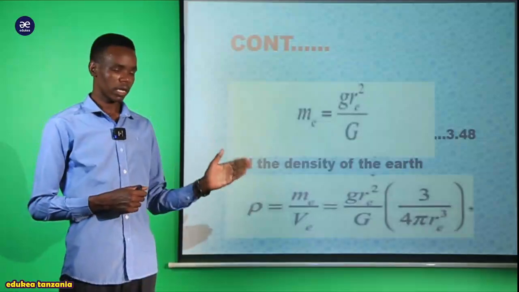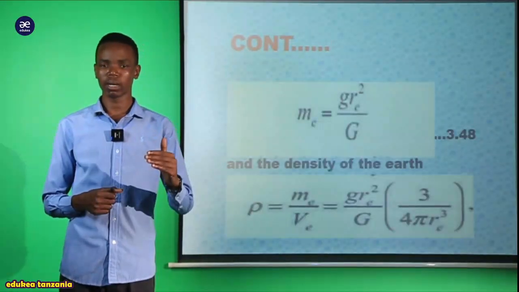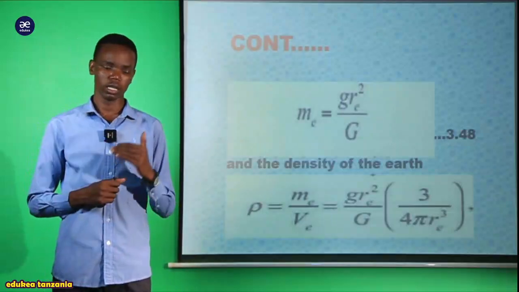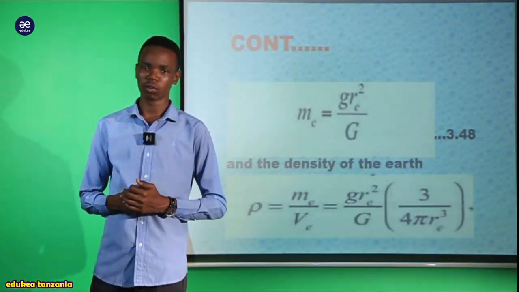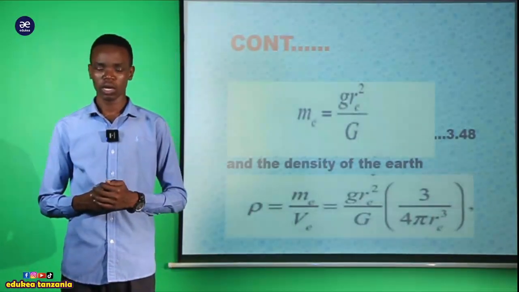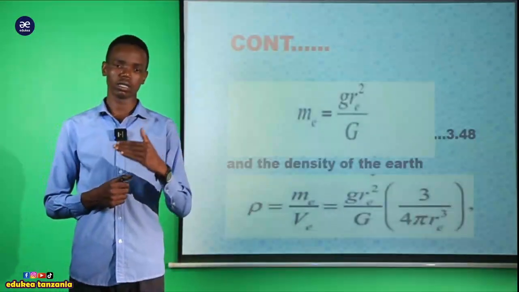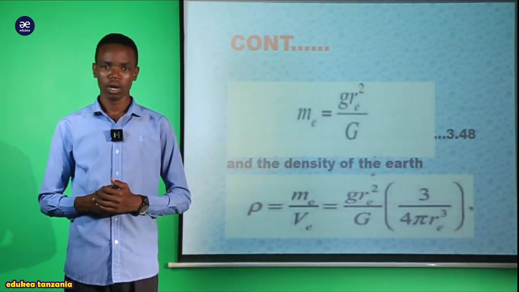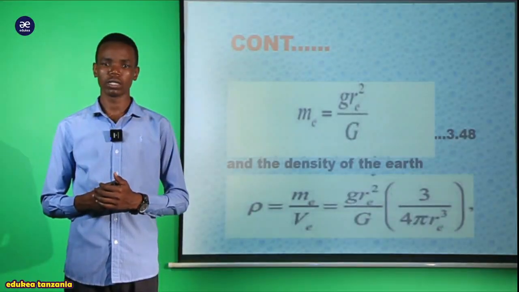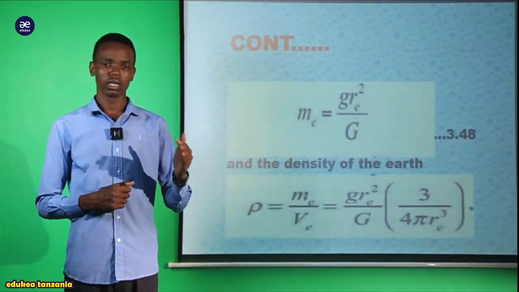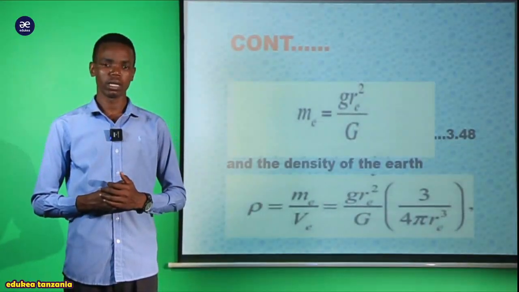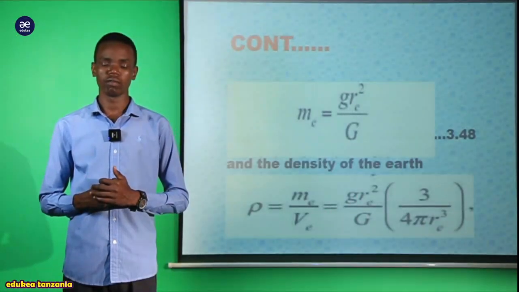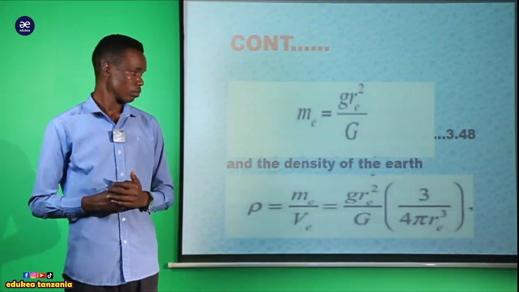Now, we should recall the definition of density. As we know, density must be equal to mass per unit volume, the way we were taught in Form 1 on the topic of density and relative density, that we obtain the density by taking the mass divided by the volume. But here we are talking about the Earth. It means the density of the Earth must be equal to the mass of the Earth, then we divide it by the volume of the Earth.